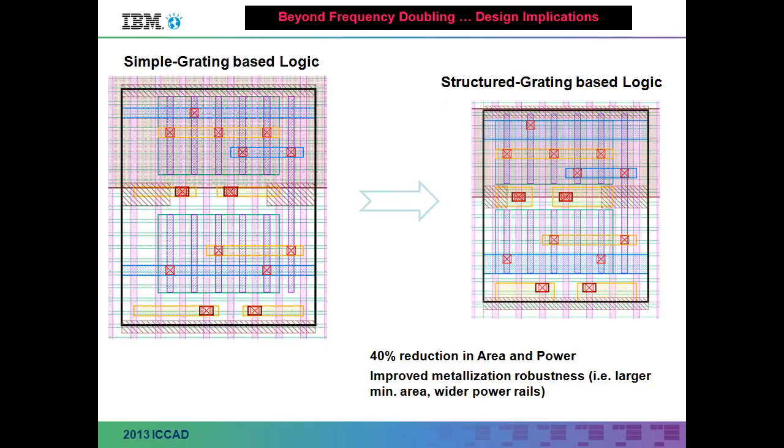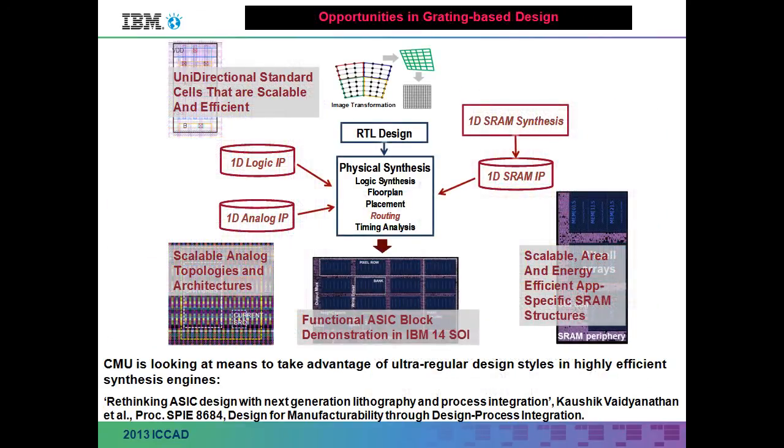For metal, if all you can make is an equal line space grating, your cells kind of suffer because you no longer have wide power rails, your input pins have to be wider and so on. So you get, in this case, a 40% reduction in area and power by having some flexibility in your grating. So again, push back to the lithography community that equal line space is not good enough.